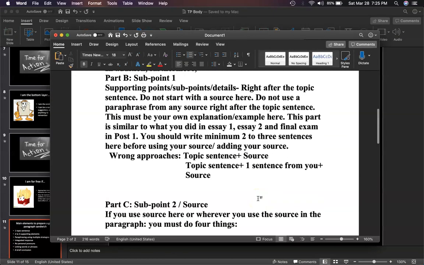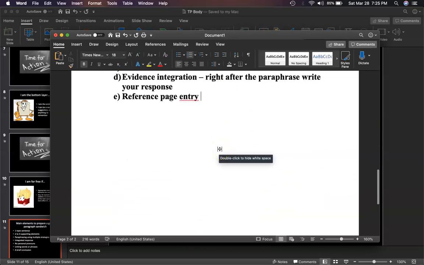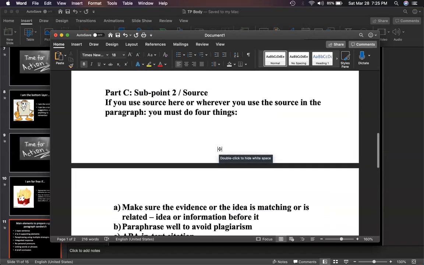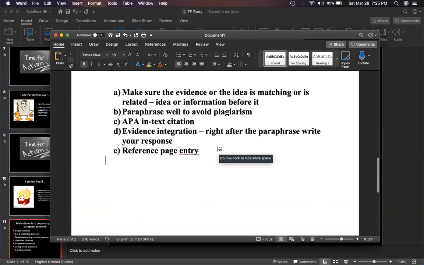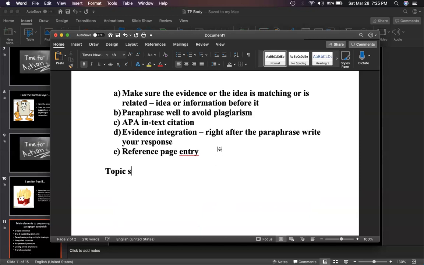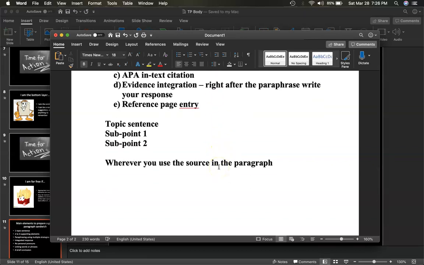So now the summary is, part C is either subpoint 2 or source. Whatever you do, it's up to you, so I cannot give you the final plan here. Basically you have a topic sentence. These are the major elements: subpoint 1, subpoint 2. Now wherever you use the source, for example, you use the source for subpoint 1 or subpoint 2, that's totally up to you.